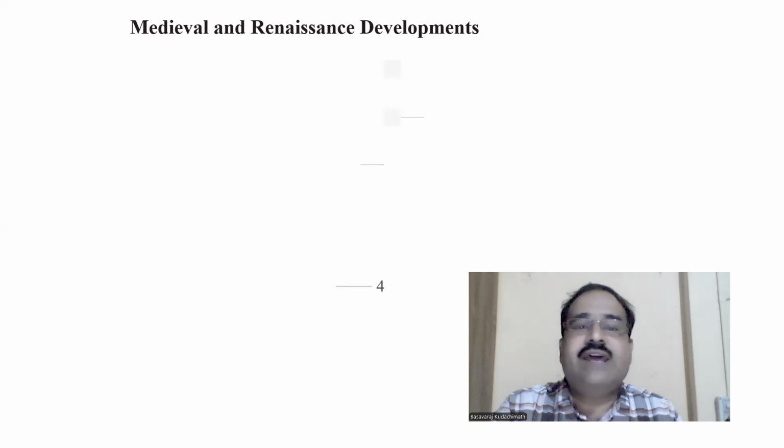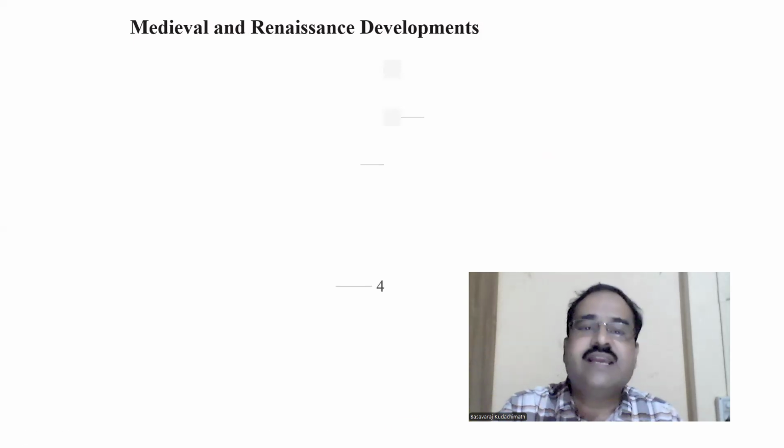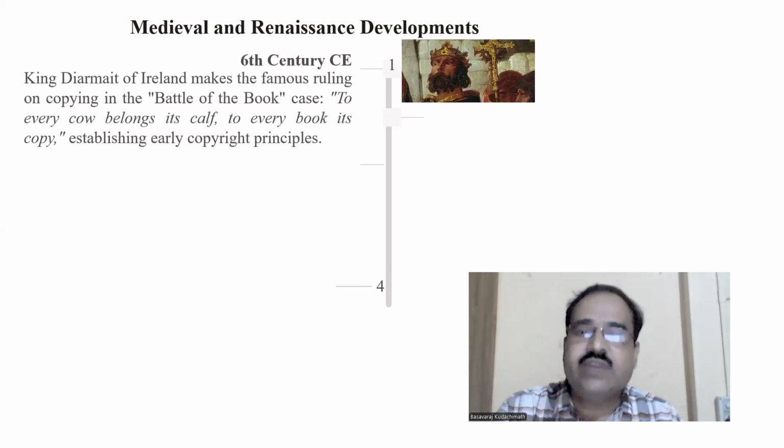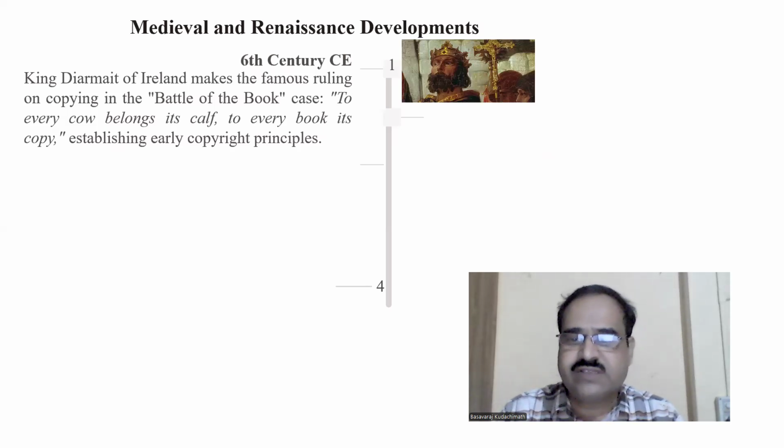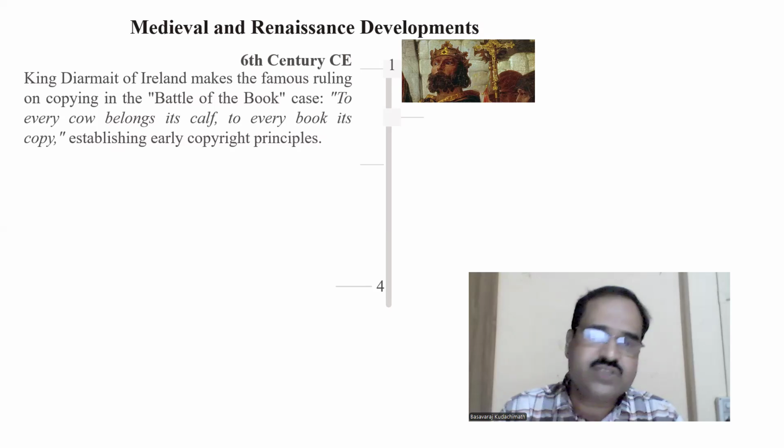Medieval and Renaissance development, if you can trace, the Renaissance came in the 6th century, where new thoughts, new innovations, new kinds of things started emerging. This period is called the medieval Renaissance. Medieval is the middle time of the Renaissance. During that 6th century onwards, you might have heard that Islamic culture started emerging. During the 6th century, King Diarmait of Ireland makes a famous ruling on the copying of the Battle of the Book.